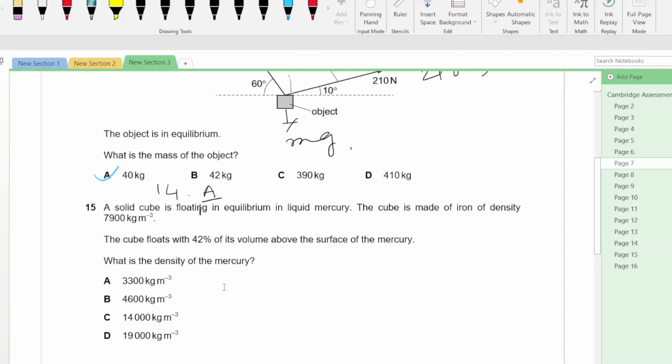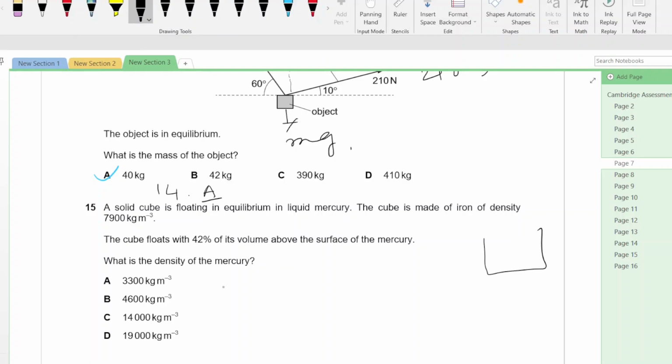Now, question 15. A solid cube is floating in equilibrium in liquid mercury. The cube is made of iron of density 7900 kg per meter cube. The cube floats with 42% of its volume above the surface of the mercury. What is the density of the mercury?